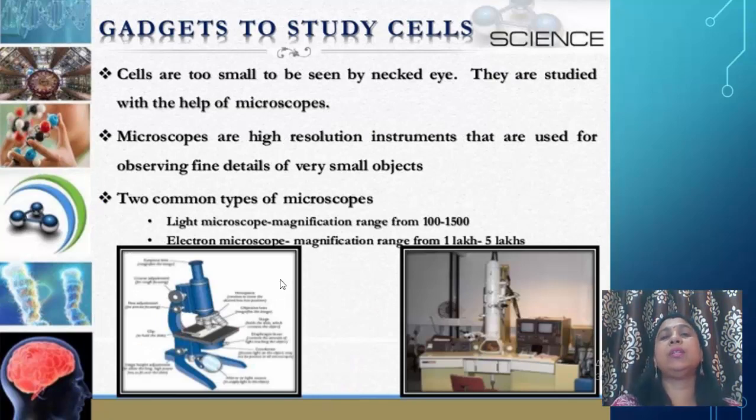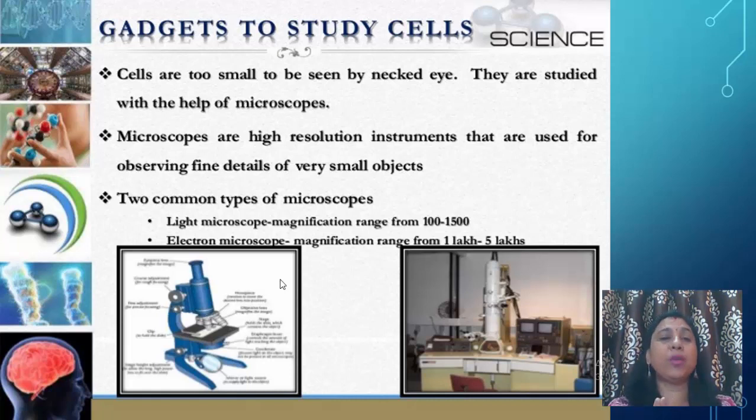Now, gadgets to study cells. Gadgets to study cells means how these cells are studied. Cells are too small to be seen by the naked eye. If we want to see cells like this, we cannot see them. Therefore, they are studied with the help of microscopes. Microscopes are high-resolution instruments that are used for observing fine details of very small objects.